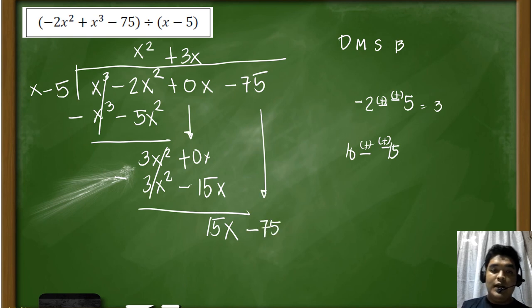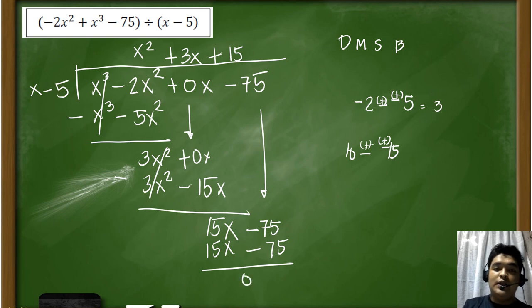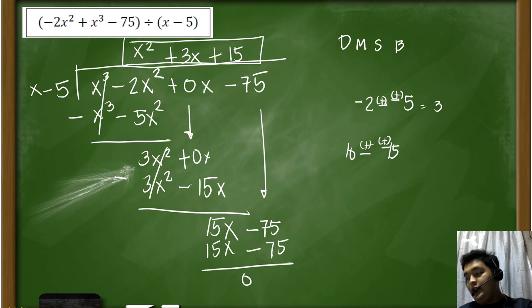So 15x divided by x is positive 15. 15 times x is 15x. 15 times negative 5 is negative 75. That is 0. So our quotient is x squared plus 3x plus 15. Okay, next.